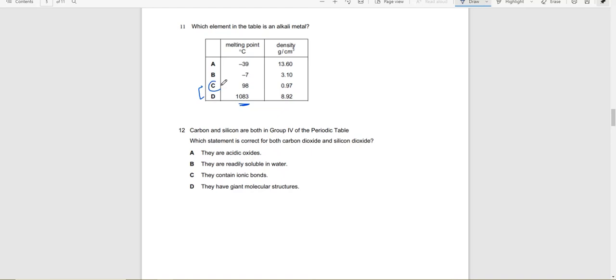So which statement is correct for both carbon dioxide and silicon dioxide? They are acidic oxides. You're going to study this, that non-metal oxides are acidic oxides. The answer actually would be A.